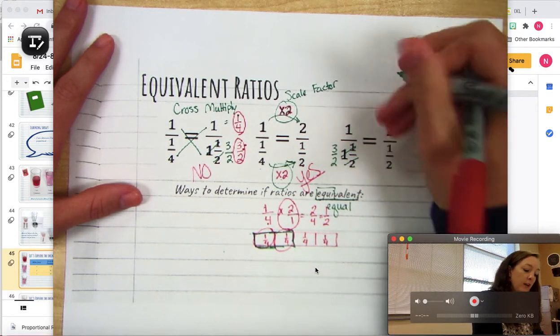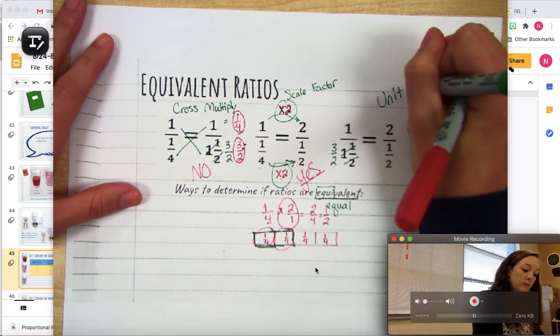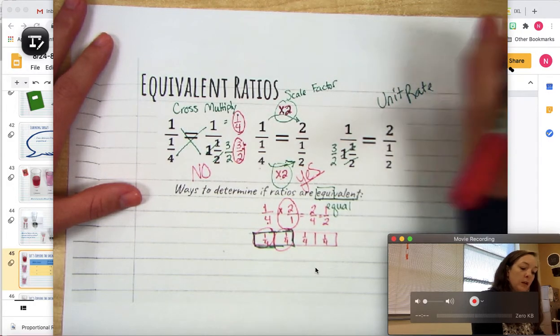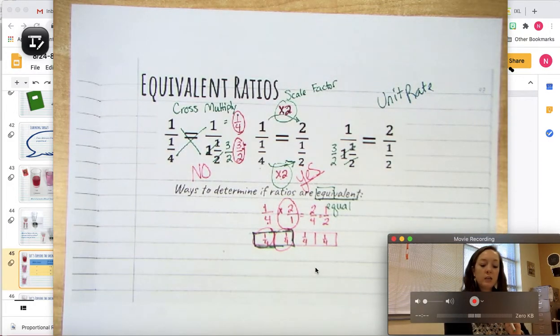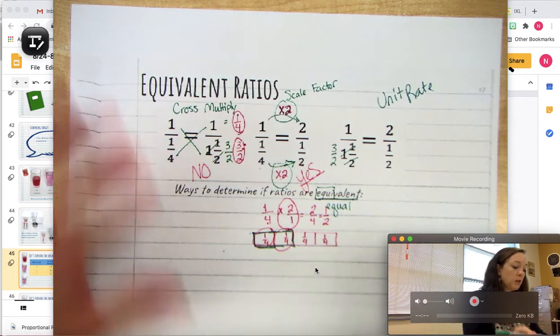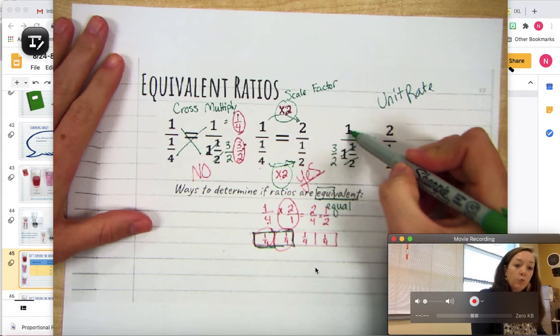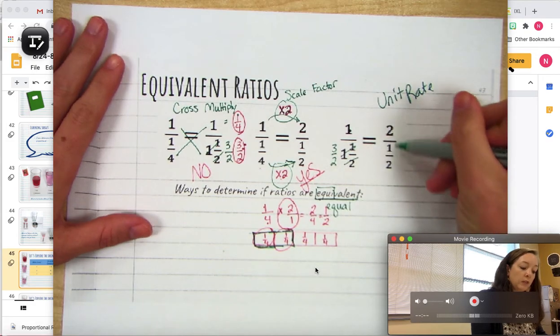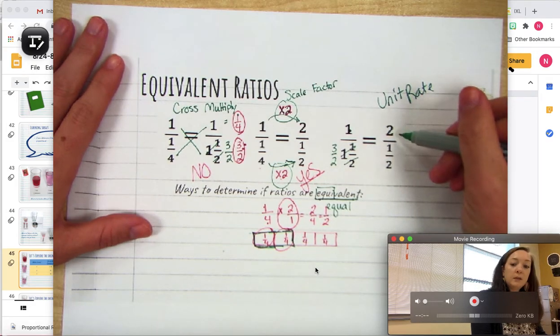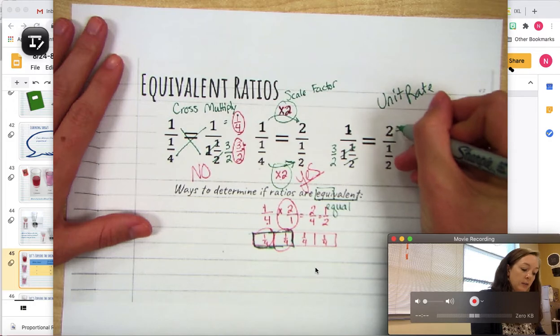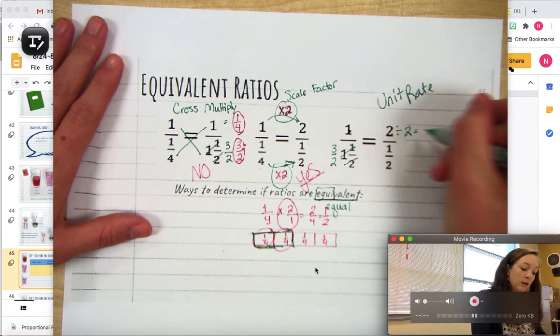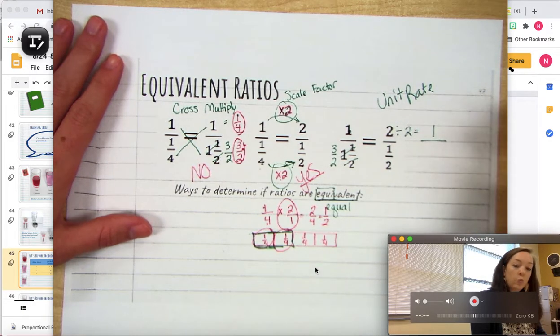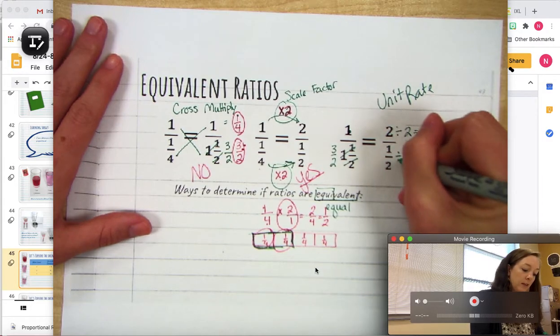So we're going to find the unit rate here. Now, remember from 6th grade, unit rate is the amount for 1, right? So this is the amount for 1 cup. So I already have the unit rate for this fraction, or this ratio. For this ratio, I need to make it the unit rate. So I'm going to divide by 2 so that my numerator is 1. So I'm going to divide the bottom by 2.